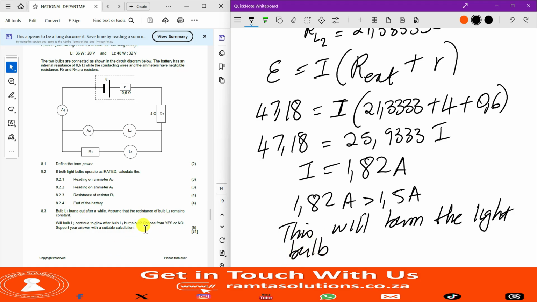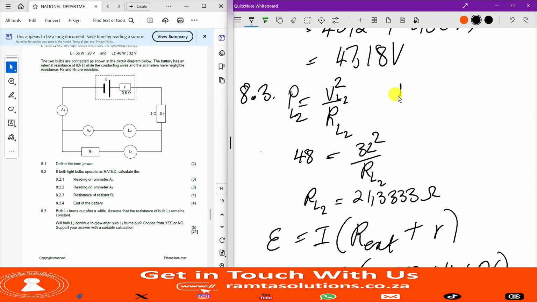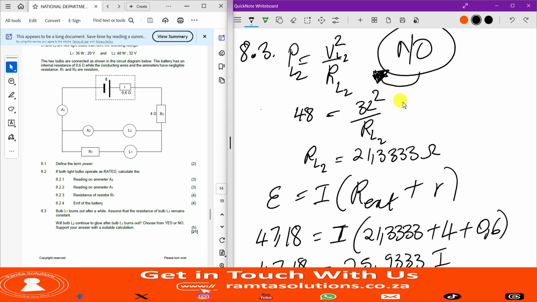So to answer the question, will bulb L2 continue to glow after bulb L1 burns out? Choose from yes or no. This light bulb L2, guys, is made to operate only with a current of 1.5 amperes. This current is greater than 1.5 amperes. Therefore, your answer is simply no, and then it's followed by these calculations.